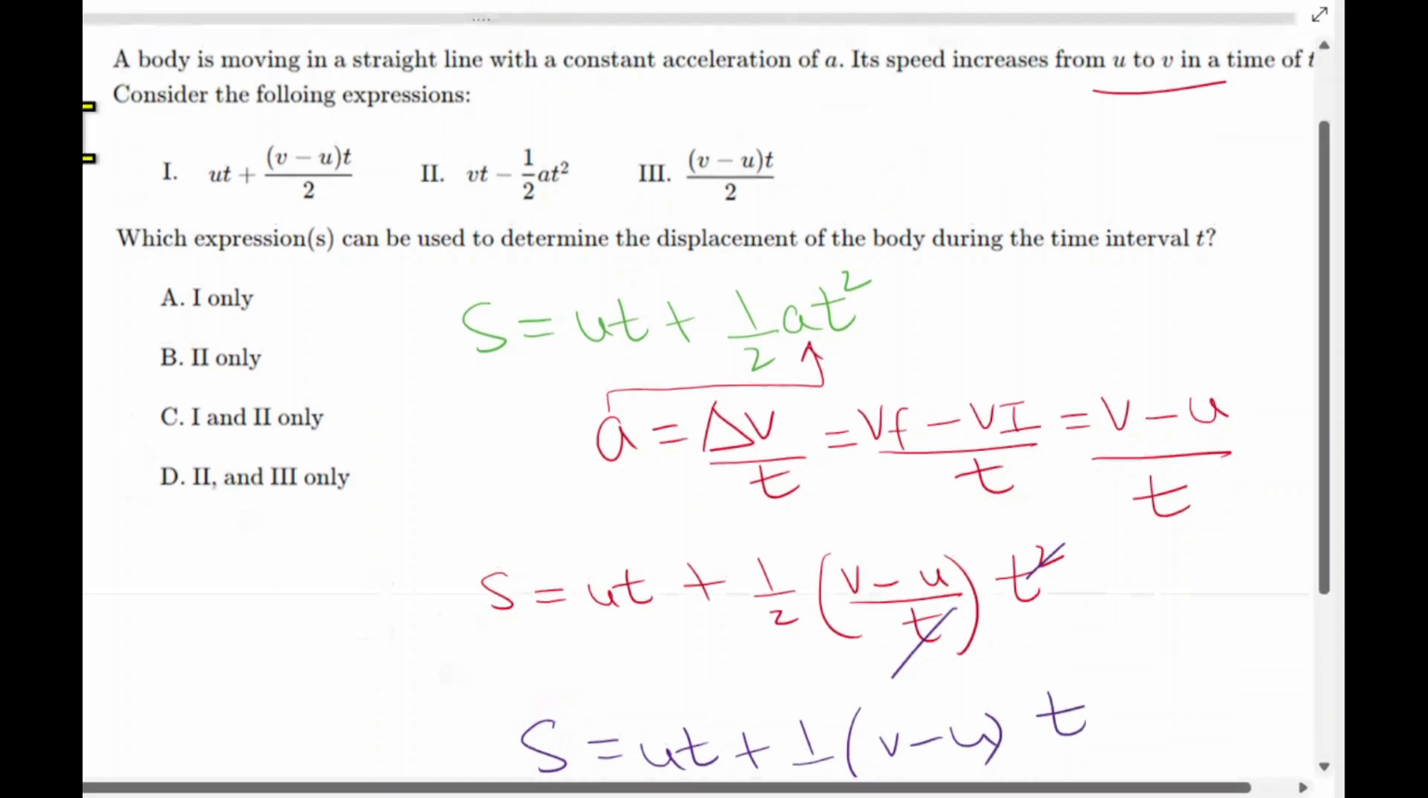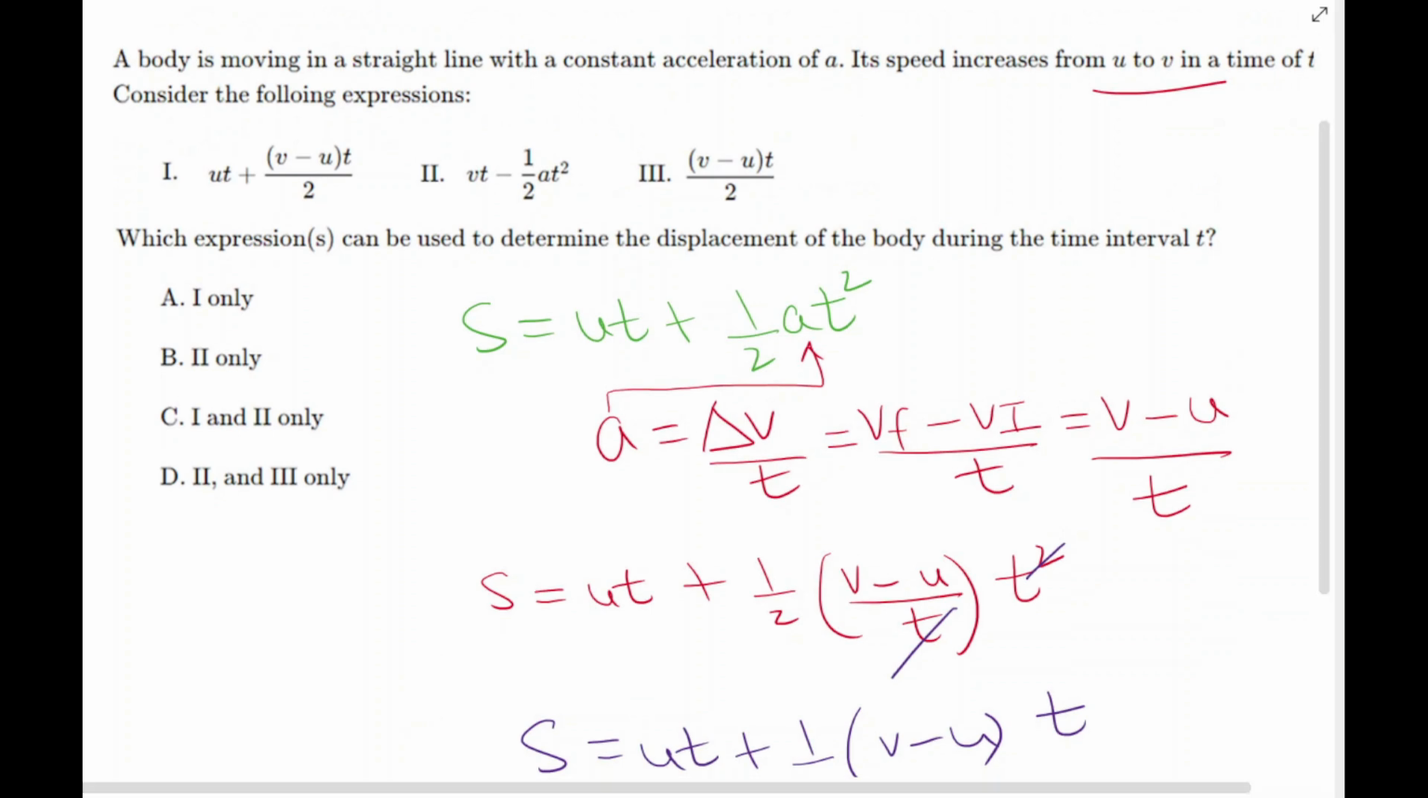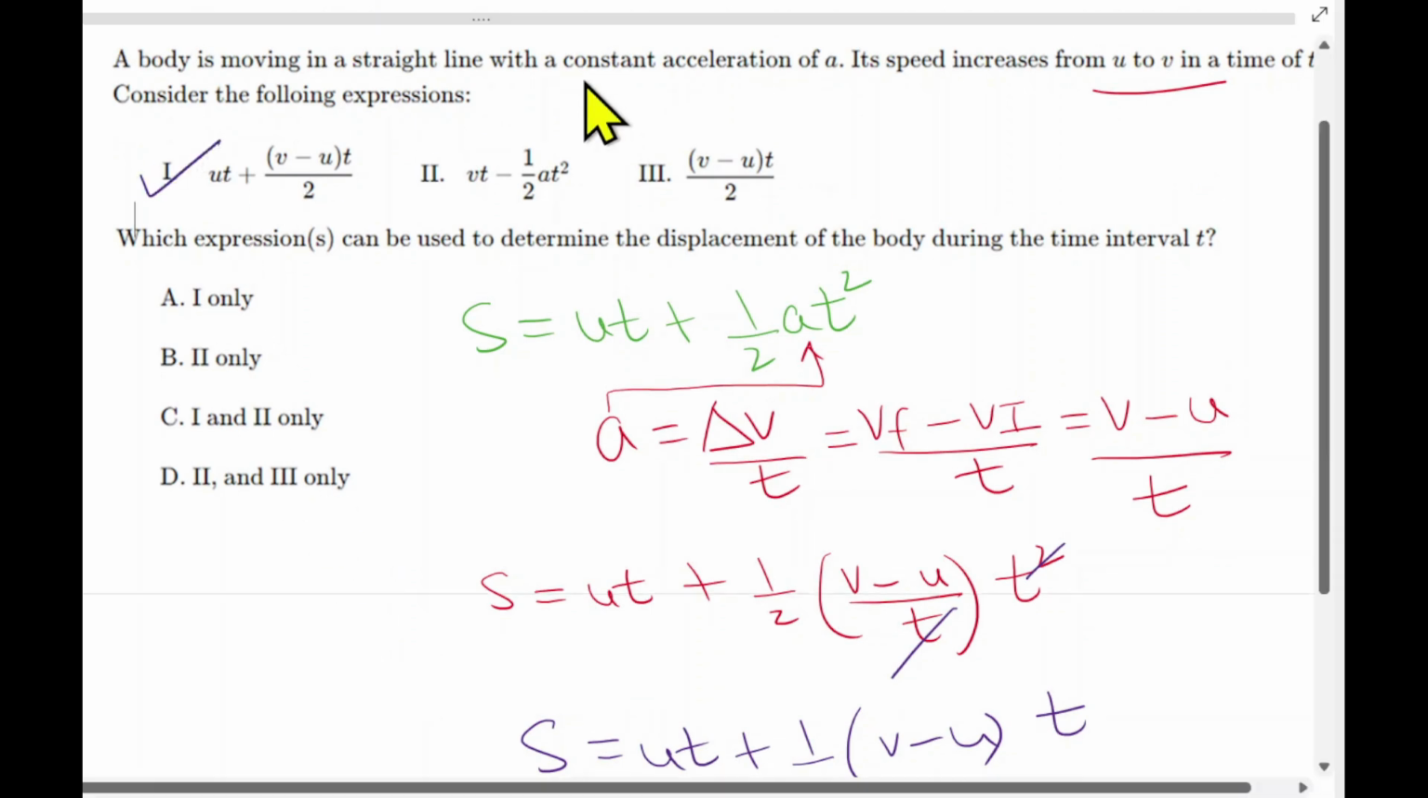And now let us look at statement 1. It is this exact statement which we have derived. Hence, the first statement is definitely correct. Next, before we move on to statement 2, it is easier to check out statement number 3 because that is easier. The expression for displacement is v minus u divided by 2 into t.